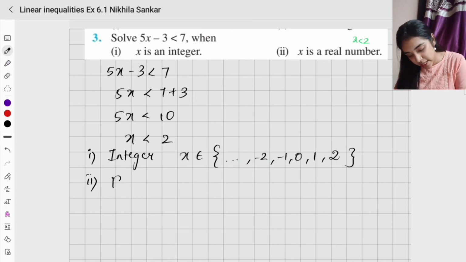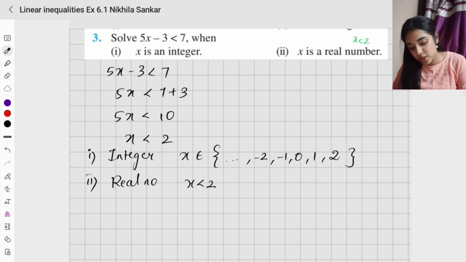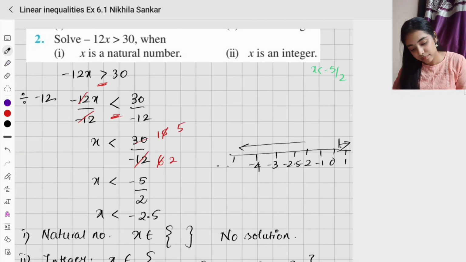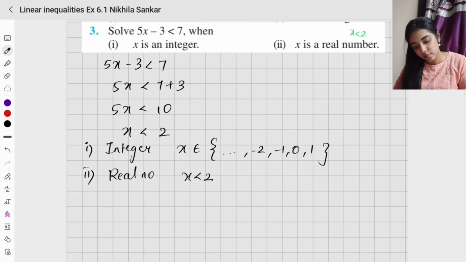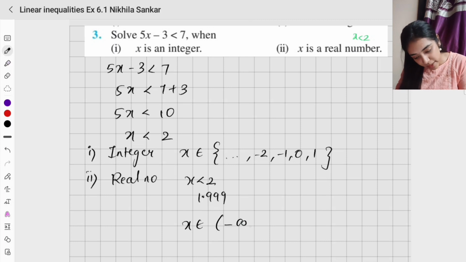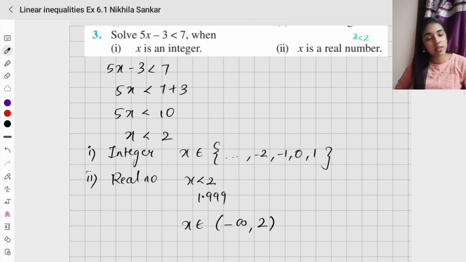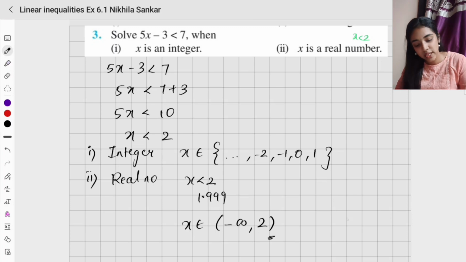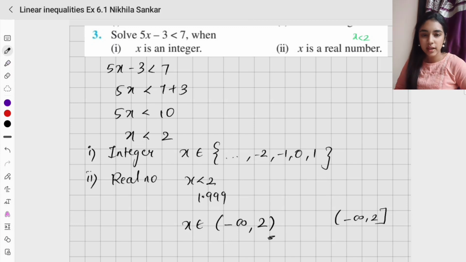Okay. Second subsection, x is a real number. Real number, x is less than 2, it will include all the values. 2 is not included in the solution set. Please pay attention. X is less than 2, it is going to include all the values until 1.999 and so on. So x belongs to all the values from minus infinity until 2, and 2 is not included. That's why I am putting a circular bracket. If 2 was included, I'd put minus infinity to 2 with a closed bracket. For minus infinity and plus infinity, always a circular bracket. Only for numbers, whenever the number is included, you're going to put a square bracket, and when the number is not included, you're going to put a circular bracket. Okay, so this is my range of values. Please copy.